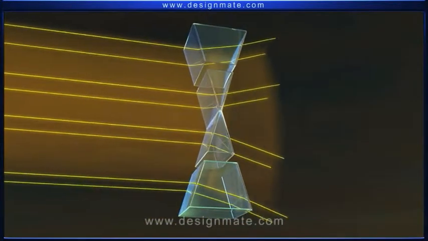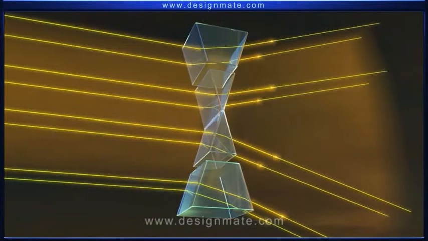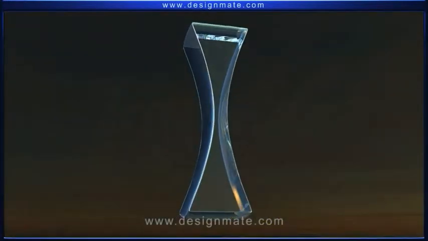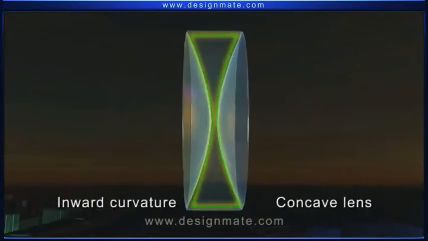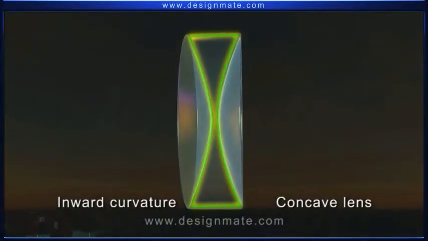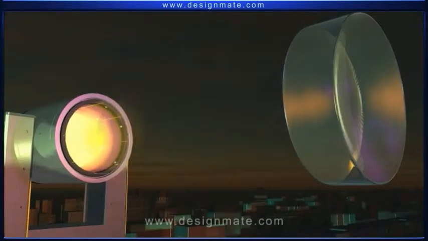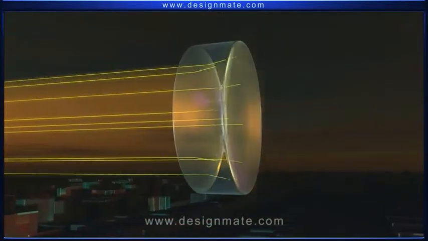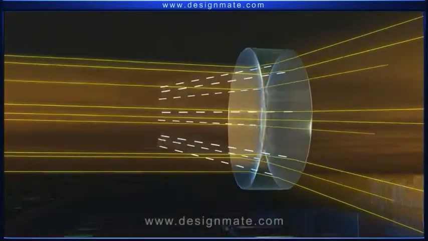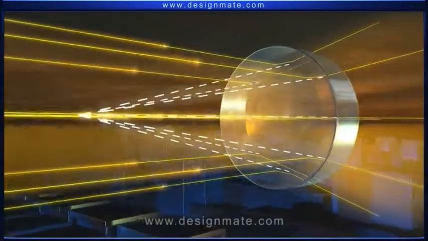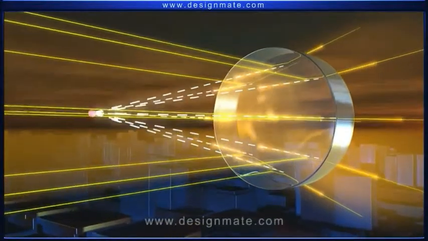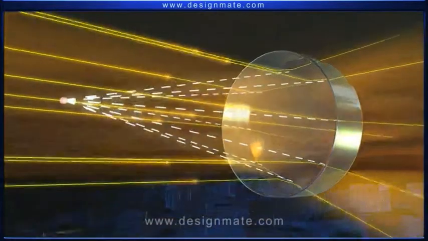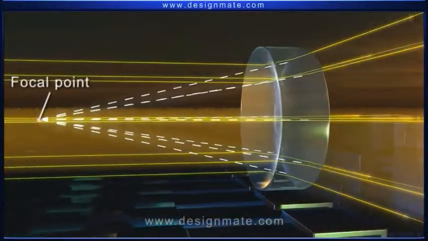Overall, we can see that the light undergoes divergence and it emerges on the other side. A single piece of glass formed in this fashion, having inward curvature, is called a concave lens. The parallel rays of light incident on the concave lens undergo divergence as they emerge on the other side. If the divergent rays are extended backwards, then they appear to meet at one point on the principal axis, on the same side of the lens as the object. This point is called the focal point of the concave lens.